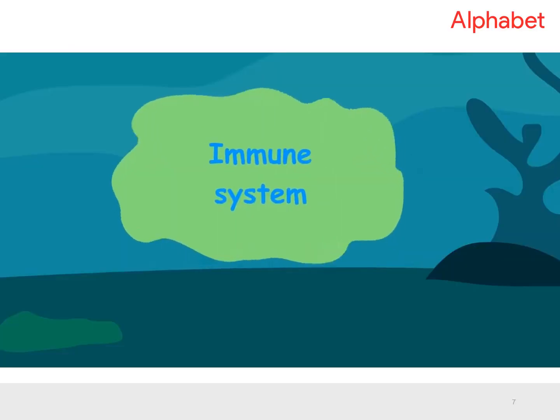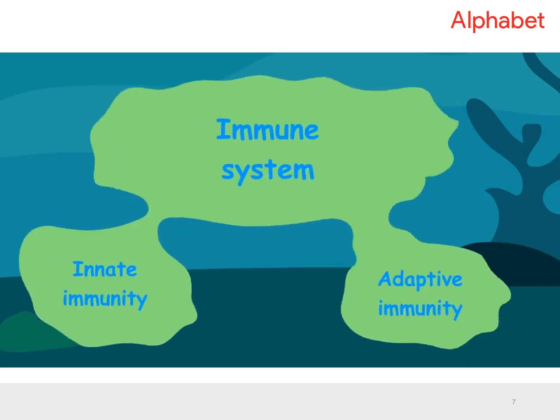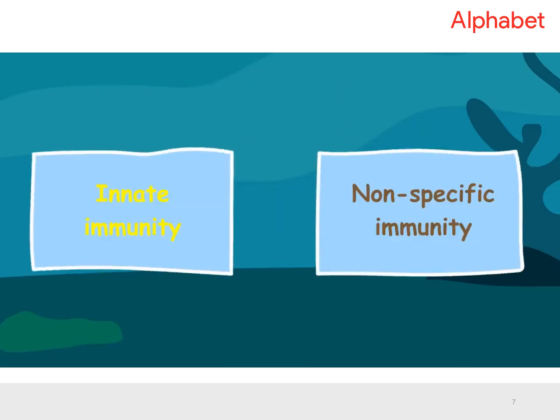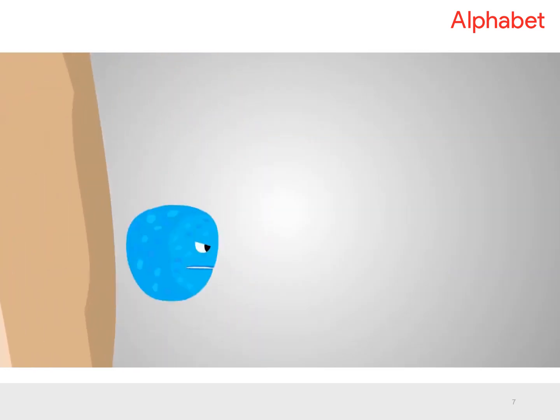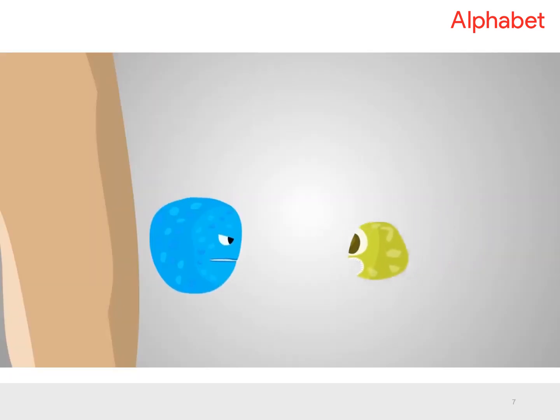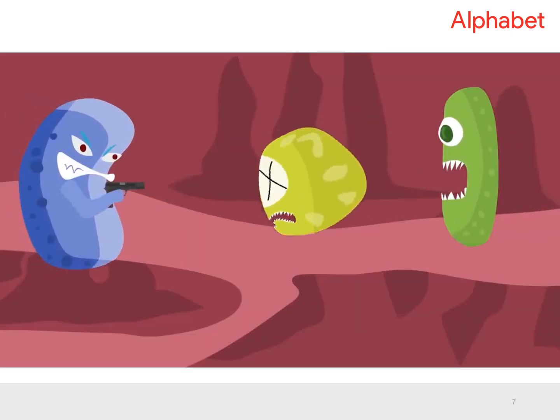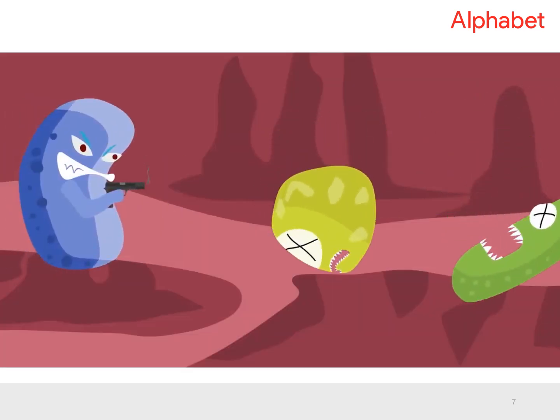The immune system can be broadly divided into two parts, innate and adaptive immunity. Innate immunity, or non-specific immunity, is the body's first natural defense to any intruder. This system doesn't care what it's killing. Its primary goal is to prevent any intruder from entering the body, and if it does enter, then the immune system neutralizes this intruder. It doesn't differentiate between one pathogen and another.